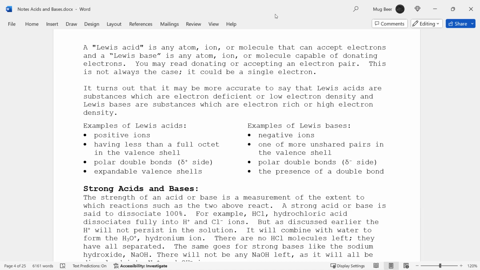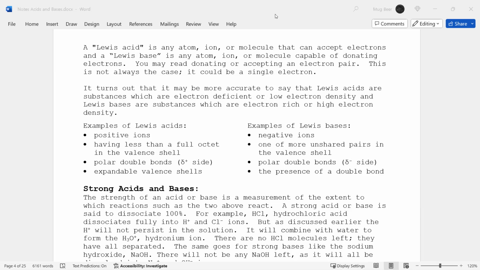On the other side, anything that's negative has extra electrons, so it could donate those electrons to form a base. Anything that has one or more unshared pairs of electrons. So a water molecule has two unshared pairs of electrons, so that they could form a bond. And nitrogen's got one. The other side of a polar double bond, again, we'll talk about that when we get to the organic stuff. And then anytime a double bond is present.